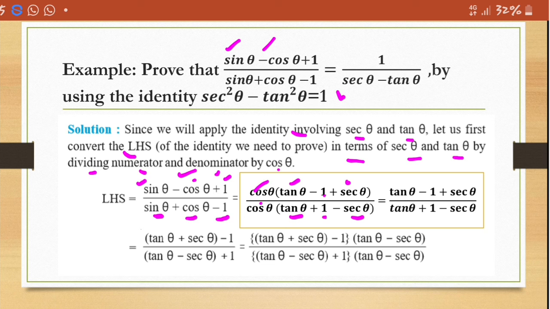Now, this cos and this cos will cancel each other, so the remaining will be this one. Now, this one can be written as tan theta plus sec theta minus 1. Similarly, tan theta minus sec theta plus 1. Now, I will multiply both the denominator and numerator by 1 minus tan theta minus sec theta. I am multiplying both by tan theta minus sec theta.